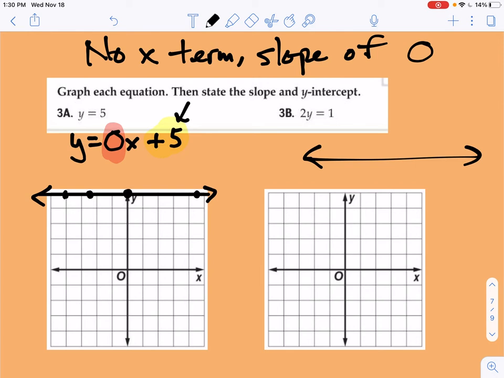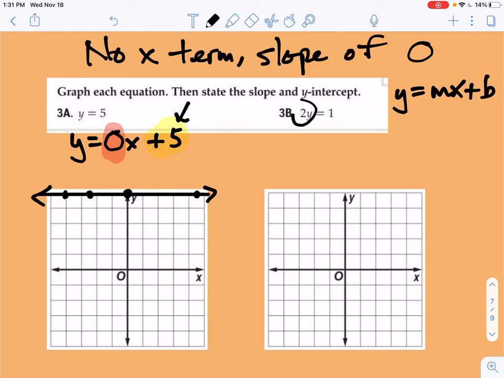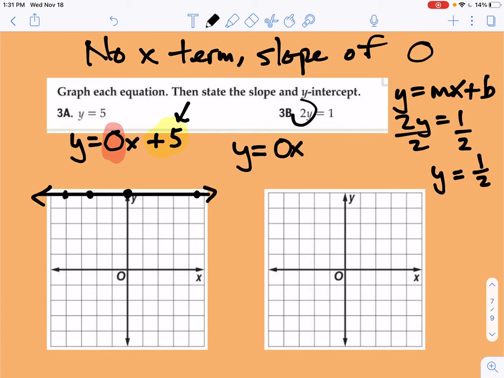All right, 3b, same thing. The one thing we do need to do with this one is we need to get it written in the proper form. Okay, so you'll notice it's close, but it has to be y equals mx plus b, and we have 2y, so we've got to deal with that too. So we're going to take 2y equals 1, and we're going to divide both sides by 2. And the reason we do that is because we want that coefficient to be 1. And so you get y equals 1/2. All right, so that works. And if I rewrite this in my y equals mx plus b form, I have y equals 0x because there is no x, and then plus 1/2.